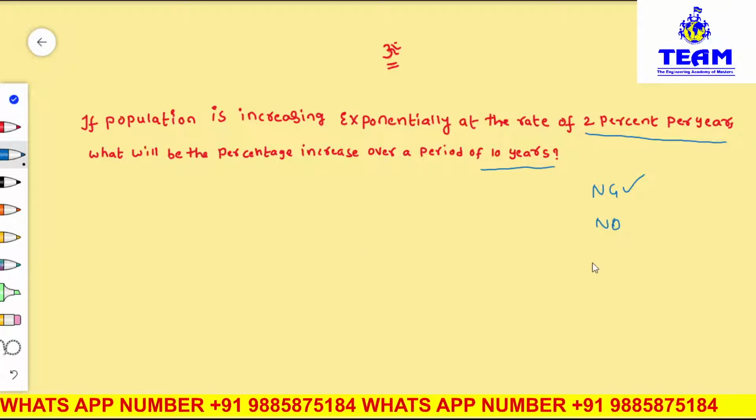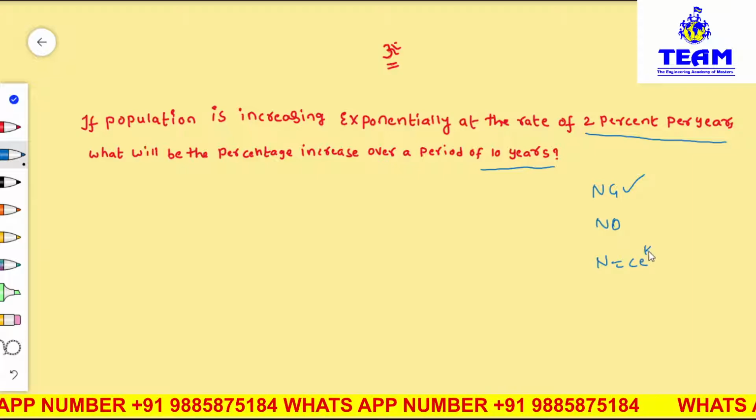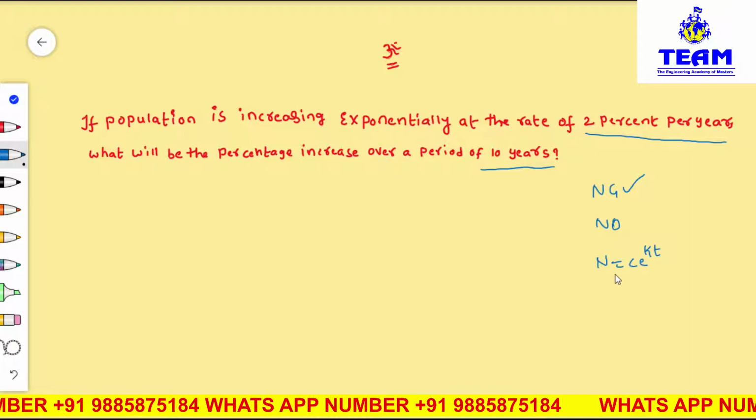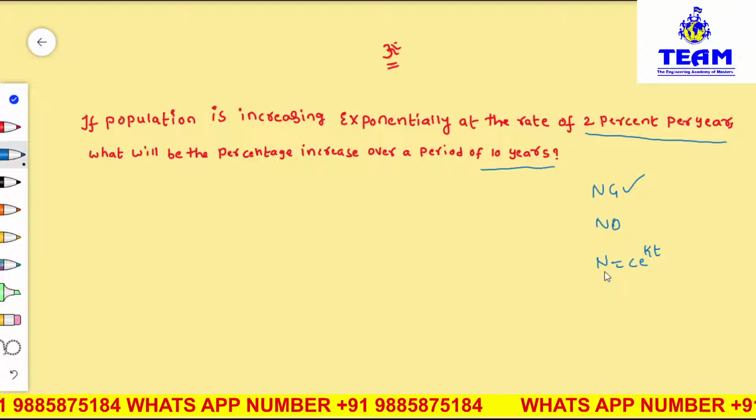For natural growth, what is the formula we have? N is equal to C e to the power of plus kt. For natural decay, N is equal to C e to the power of minus kt, where t is time and N is the substance or amount.